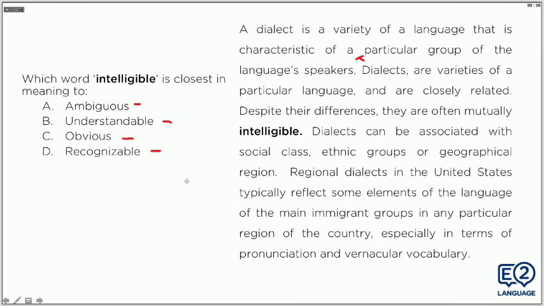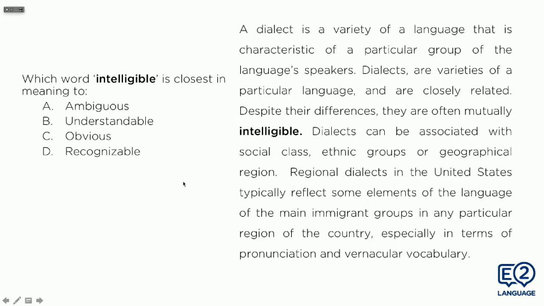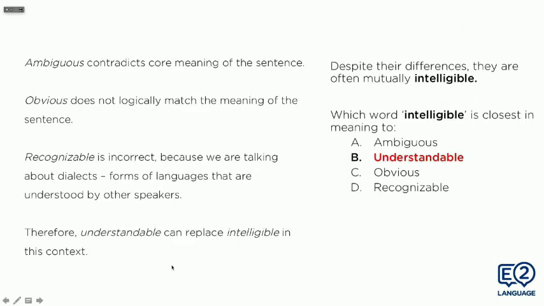Now we have to choose the one that's closest in meaning. What do you guess? Feel free to type it into the comments below. The answer is understandable. So these could be interchanged. So ambiguous is not right because it contradicts the meaning of the sentence. Obvious does not logically match the meaning of the sentence. Recognizable is incorrect because we are talking about dialects, forms of languages that are understood by other speakers. Therefore, understandable can replace intelligible in this context because of the reference to dialects and languages.